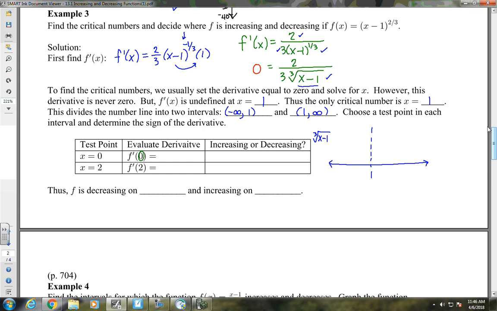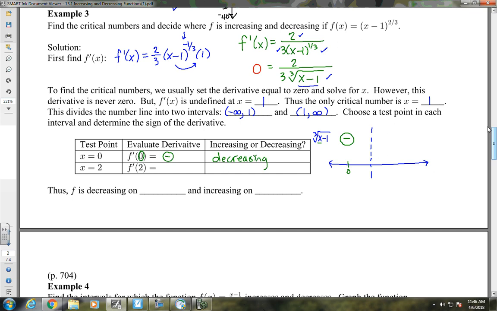Now, I'm going to choose test points in each of those 2 intervals. One test point that we could use, remember, this is your option, this is your choice. My test point is 0, and I'm going to plug 0 in for x and see if I get a positive or negative number. Well, 0 minus 1 is negative 1, and the cube root of negative 1 is negative 1. So my derivative is negative on this interval. Derivative is negative, that means that the original graph is decreasing.